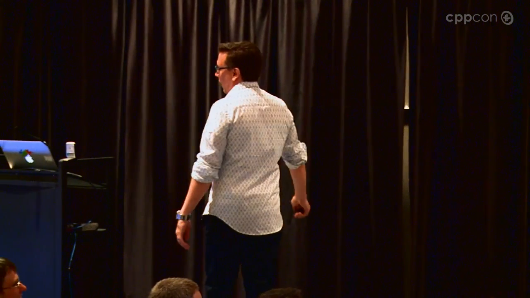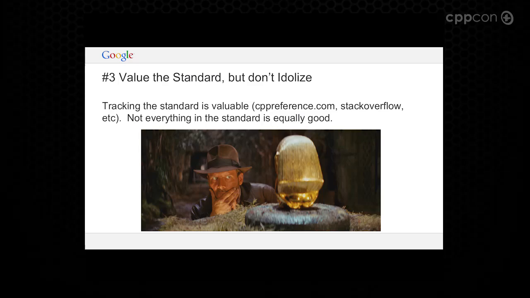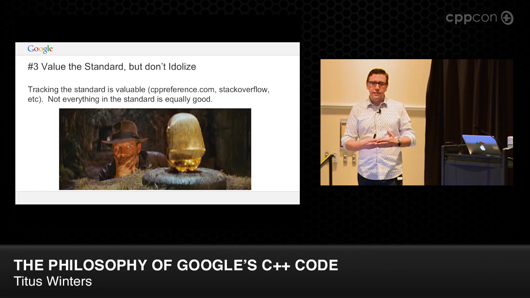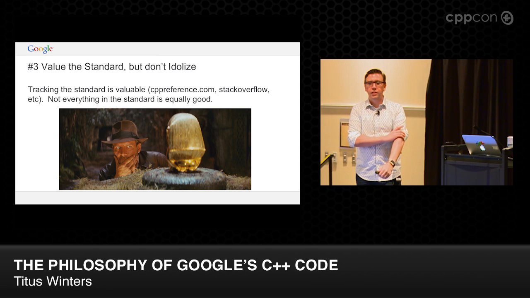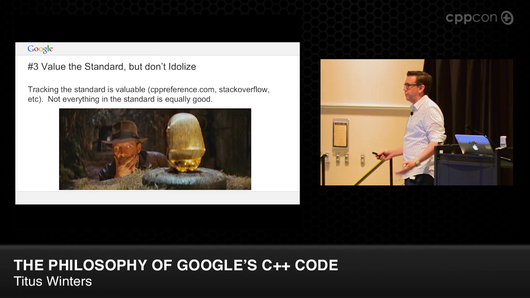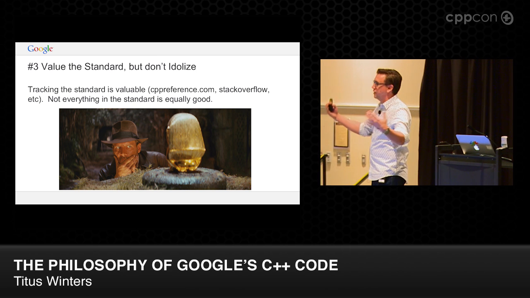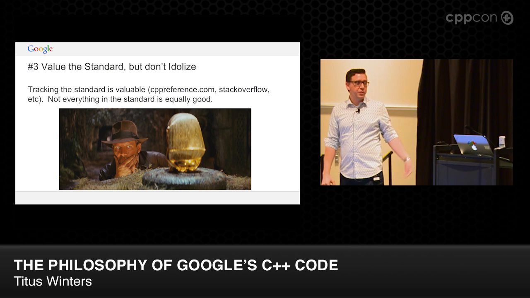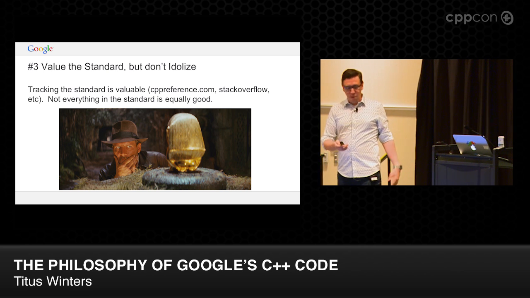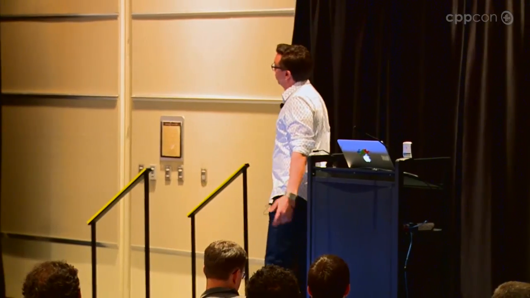We should add that. We would like to value the standard but not idolize it. Right? Not everything that goes into the standard is the solution for all problems. Tracking the standard, however, is valuable. The more that we stick close to the standard, the more that publicly available information helps. CPP reference is a great reference because everyone is already using the same things. Spending the same amount of time and effort on getting internal docs up to date would require more manpower than I have. So, value the standard.